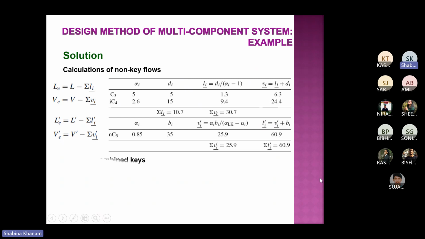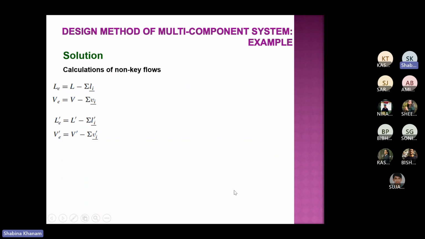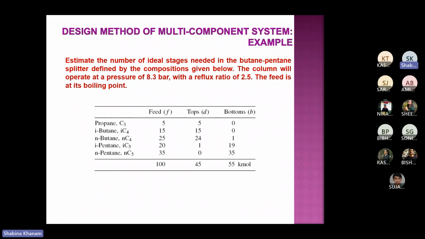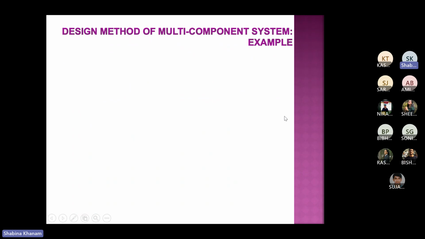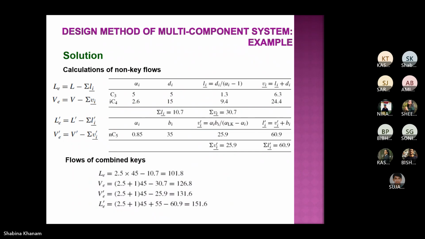to find out the flow of combined keys. So you can see here, the flow of combined key that I'm considering, that is l e, that is L minus summation l i underscore. Summation l i underscore is this. This should be L, and L should be D times R. R is the reflux ratio 2.5, and D is the total distillate value. Remember, that is 45. It is given already, and 2.5 is the reflux ratio. So you can consider this and calculate L e.